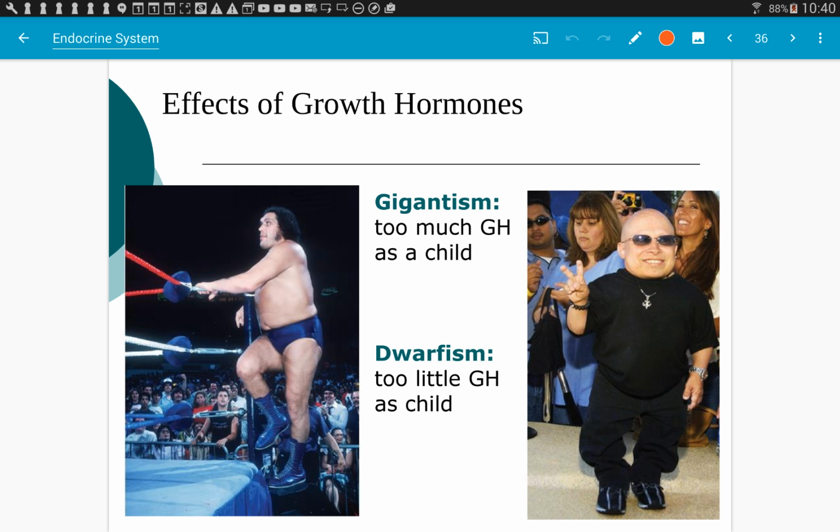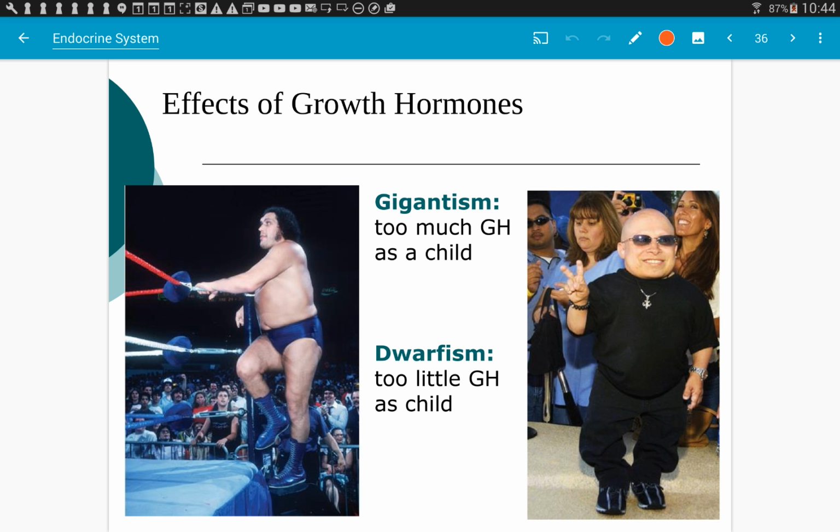I forgot. So, 2 examples here of what can go wrong with growth hormone. On the left, we have Andre the Giant. You guys know who Andre the Giant is, right? I know a lot more than you. The Princess Bride? He's the giant from The Princess Bride. Anyways, he used to be a wrestler, and he was really good at it because he's a giant.